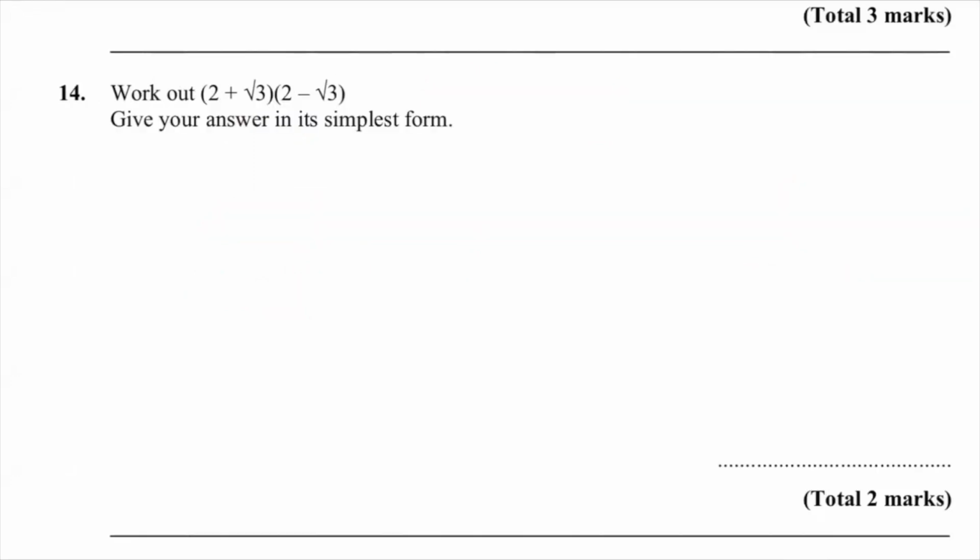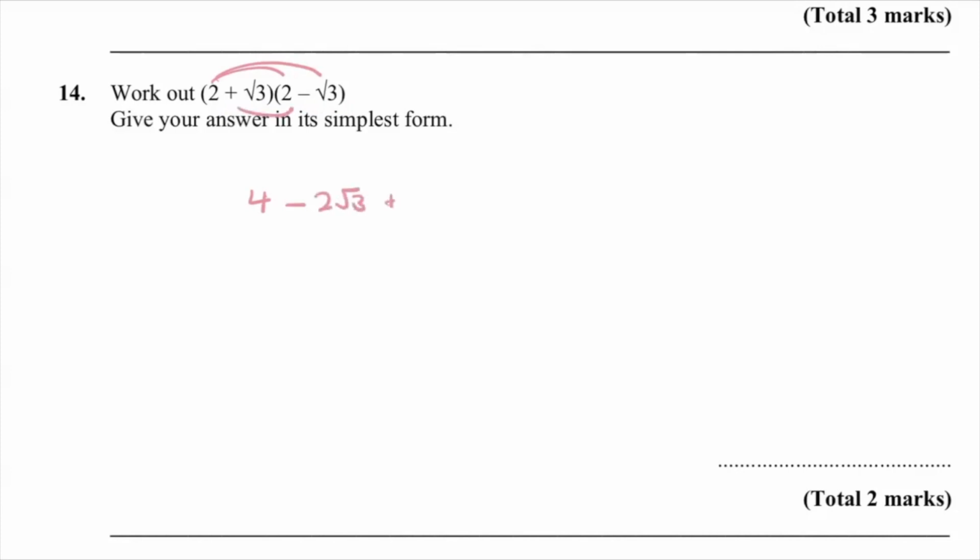It is a double bracket. So really, we would just be using whatever method we have for expanding two brackets. So I'm going to use the crab's claw. 2 times 2 is 4.